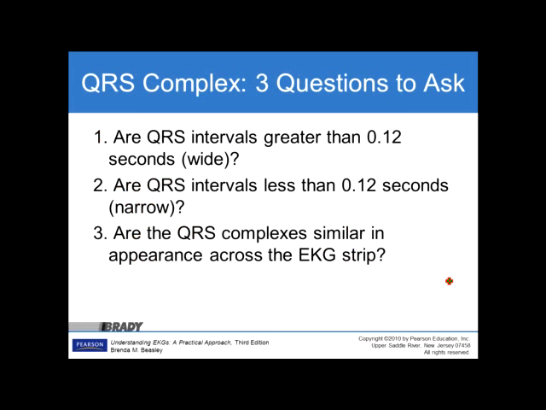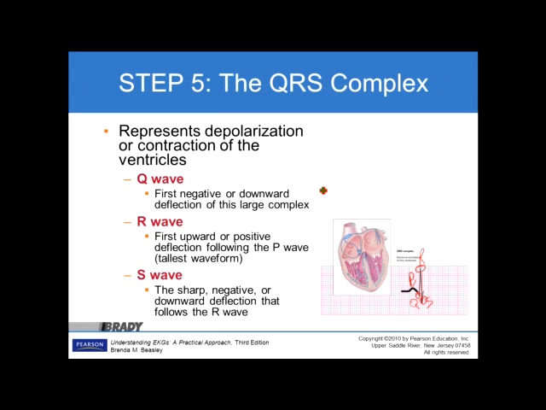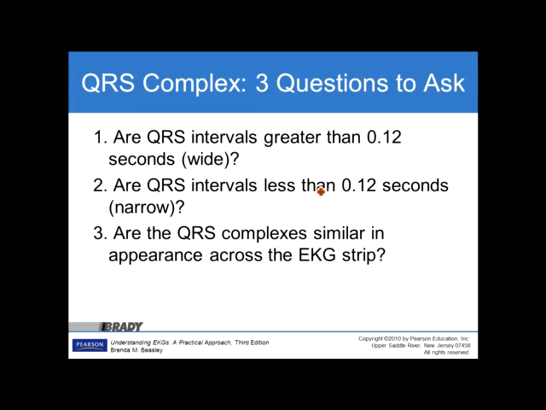The 3 questions to ask on the QRS complexes. Are the QRS intervals greater than 0.12? The QRS intervals should be no more than 3 boxes total. Are the QRS intervals less than 0.12, or narrow? Are the QRS complexes similar in appearance across the EKG strip?